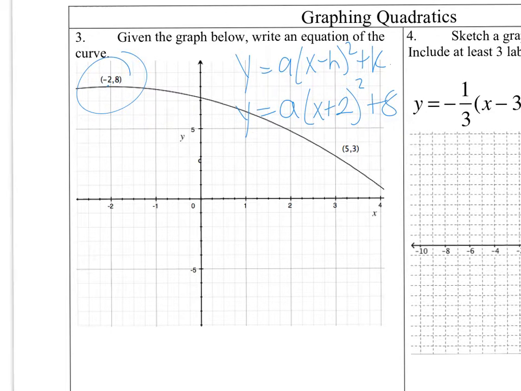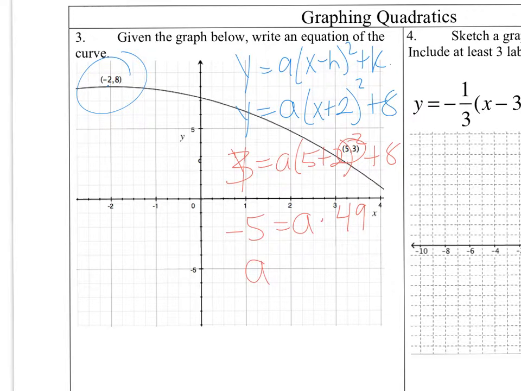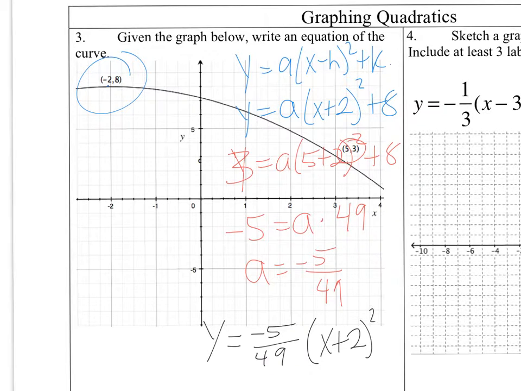And then I'm going to use my other point, 3, to find a. So y is going to become 3 is equal to a times 5 plus 2 squared plus 8. Negative 5 is equal to a times 49. A is equal to negative 5 49ths. My final equation, y is equal to negative 5 49ths multiplied by x plus 2 squared plus 8. And we're done.